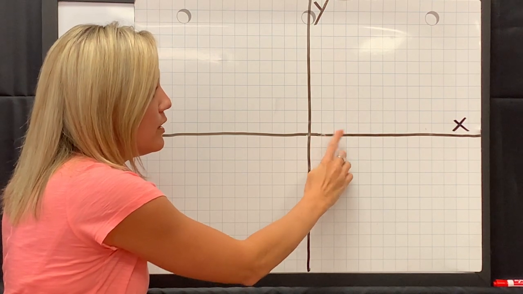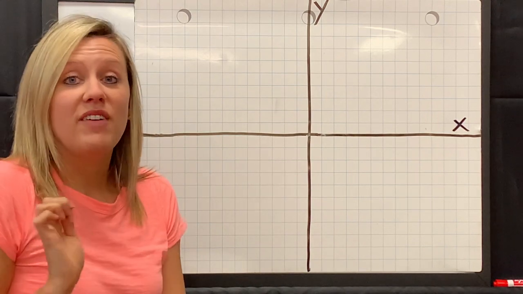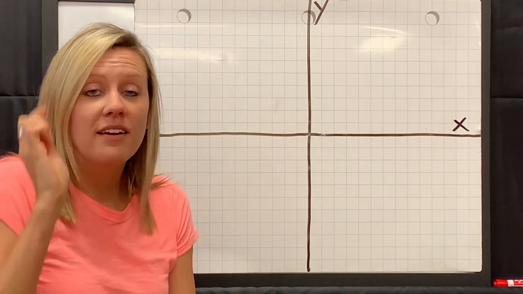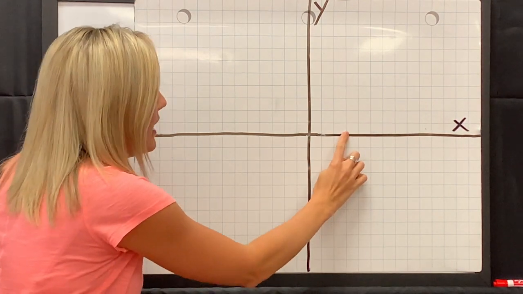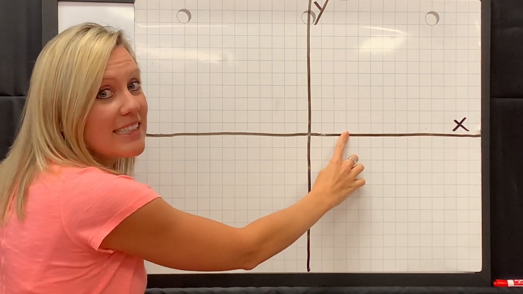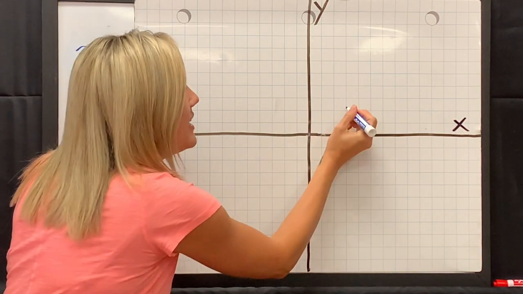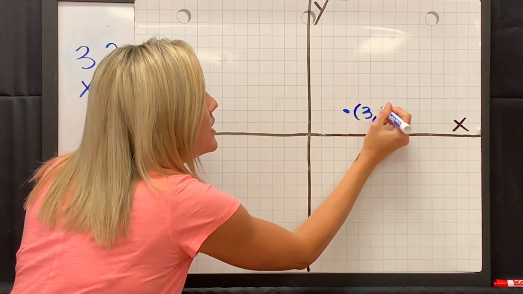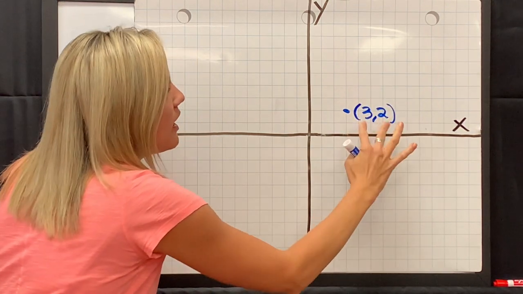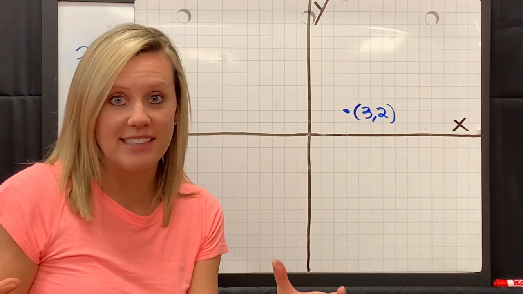1, 2, 3. My second point is 2, and if it's positive, I go up, and if it's negative, I go down. So here I am at 3, and since my 2 is positive, I'm going to go up. 1, 2. And that is right where that point is. (3, 2). And we usually always put these points inside a set of parentheses.